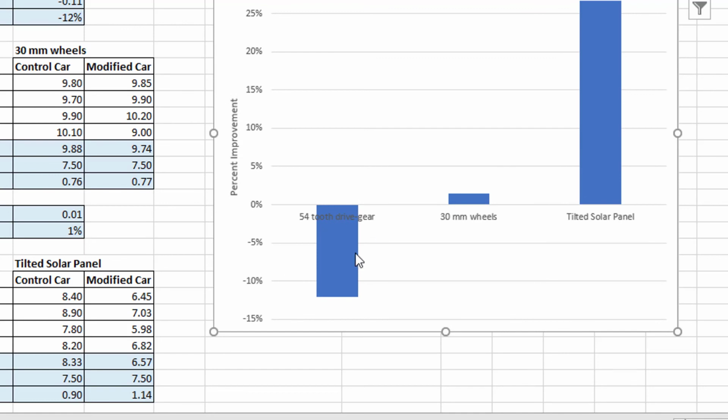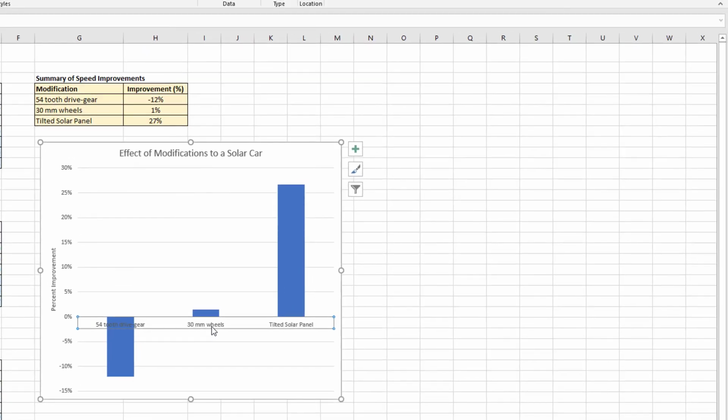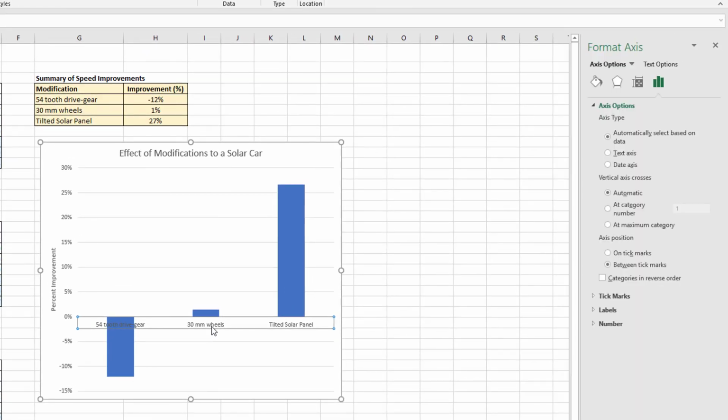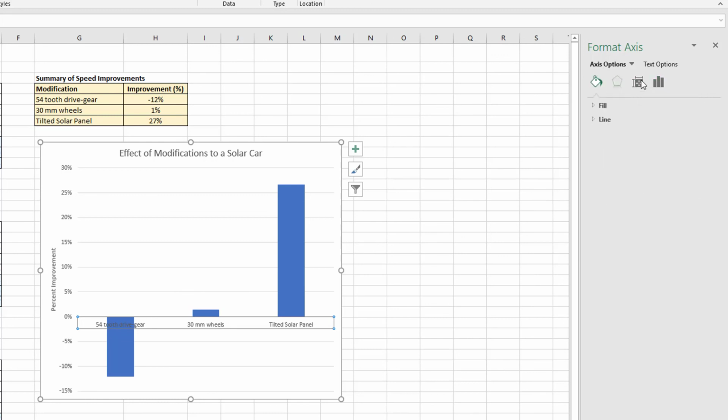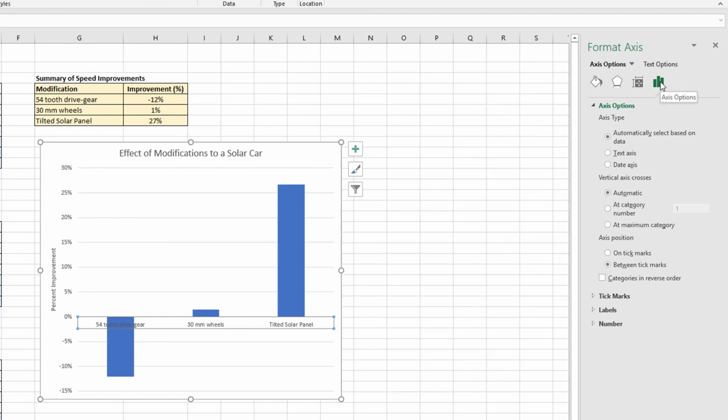All right, and now what I'd like to do, I'd like to move these words here, these labels here, down the bottom. So I'm going to click on them. In fact, I'm going to double click. If I double click on that title there, it'll give me this format axis over here. And if I come down to the bottom here, it gives me a whole bunch of different options. The only ones I'm interested in are these ones over here on the right hand side, axis options, and down the bottom where it says labels.